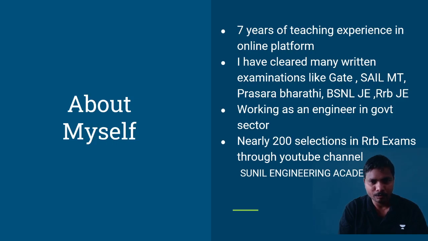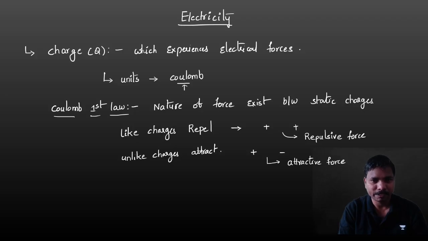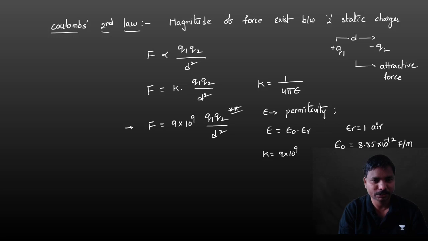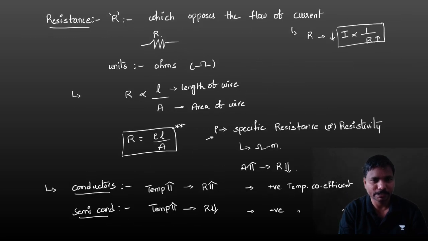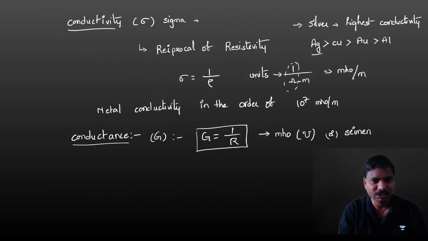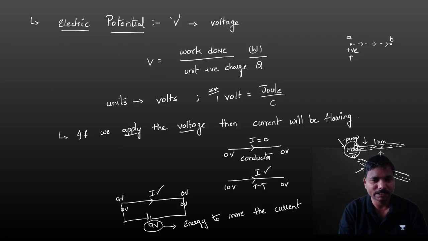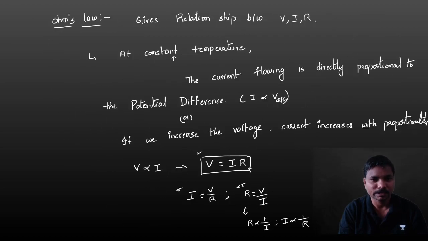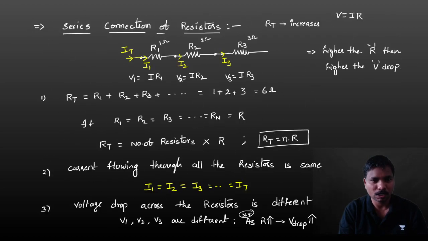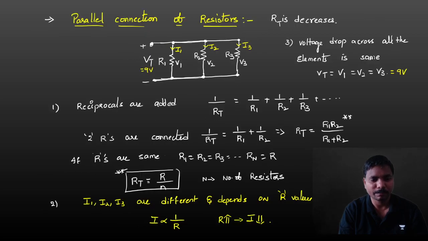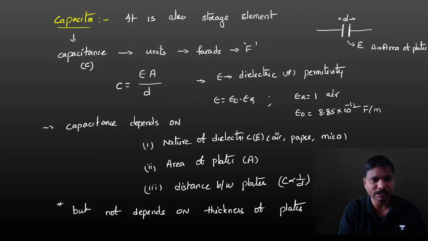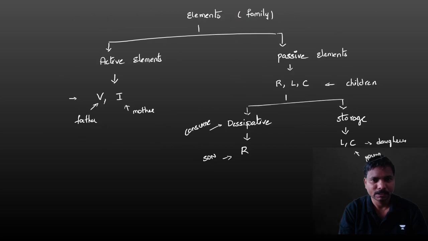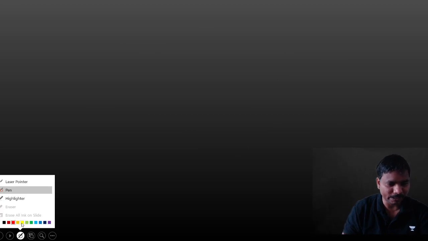Let me check up to which we have completed. We have completed the topics charge, Coulomb's laws, electric current, resistance, resistivity, conductivity, conductance, potential, that is voltage, Ohm's law, series combination, parallel combination, inductor, capacitor. So up to this one we have completed. Now we are going to discuss electric power, heat and energy.